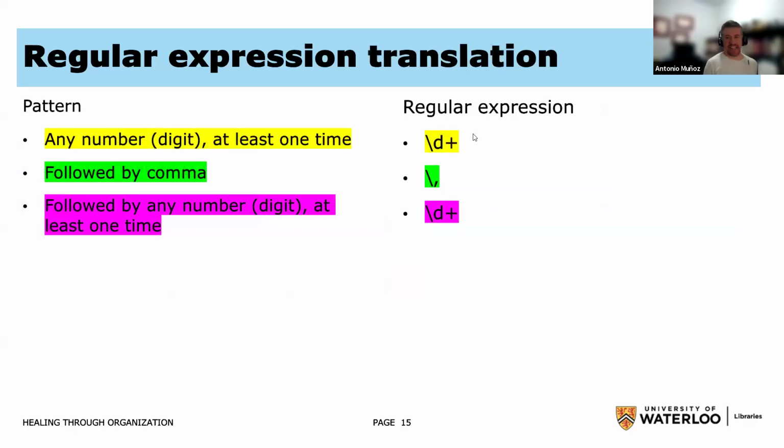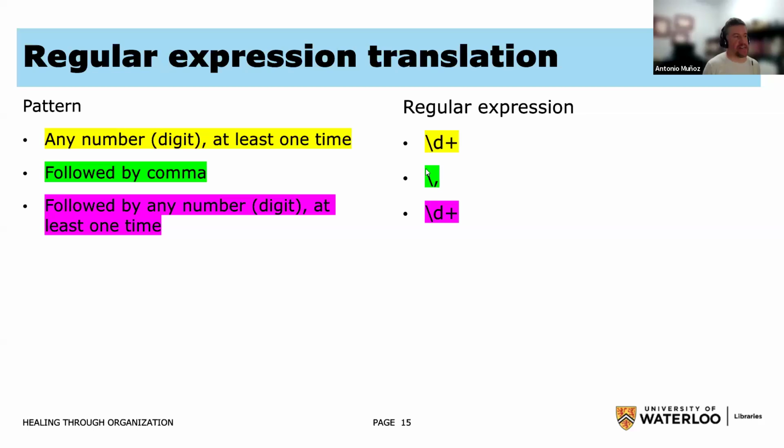So now we translate all of that plain language to notation for regular expressions. To talk about any number or digit that appears at least one time, this is how we would say that in regular expressions. The D stands for digit, and this slash means that we are not looking for the letter D, but we are looking for a digit. And the plus sign means that it has to exist at least one time in our data.